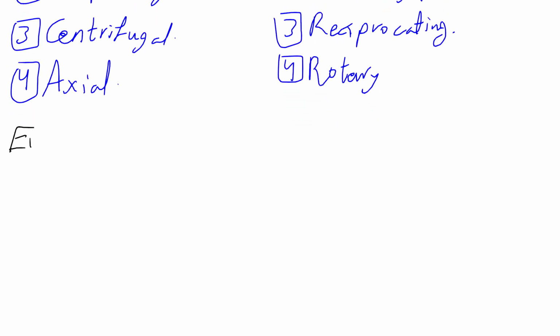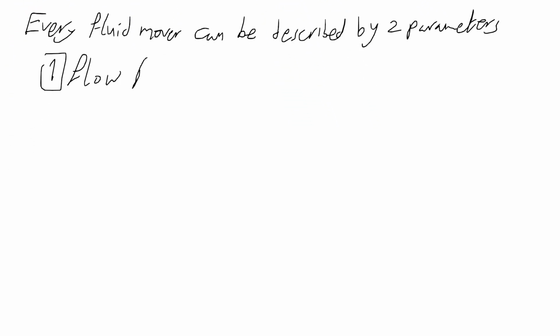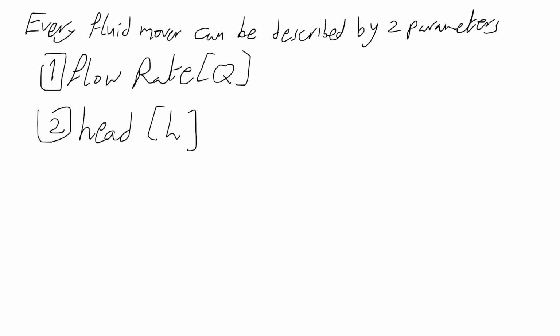Every fluid mover, pump, compressor, or fan can be described by two main parameters. 1. Flow rate or capacity. 2. Head or differential pressure. Head is simply a way of expressing pressure using height of fluid, P equals ρgh.